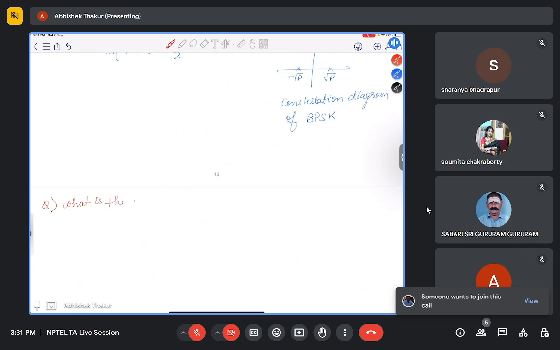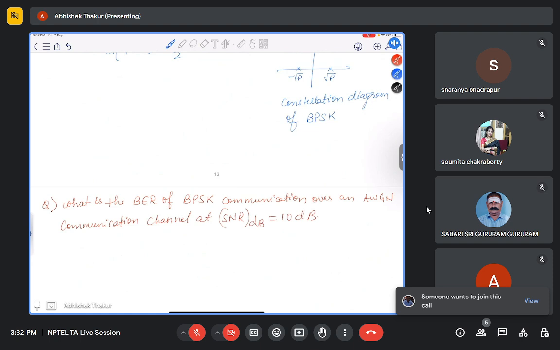We have to find the bit error rate of binary phase shift keying communication over an AWGN communication channel at SNR equal to 10 dB.